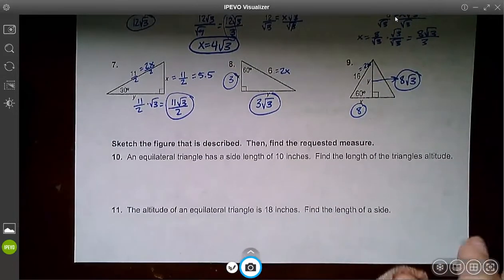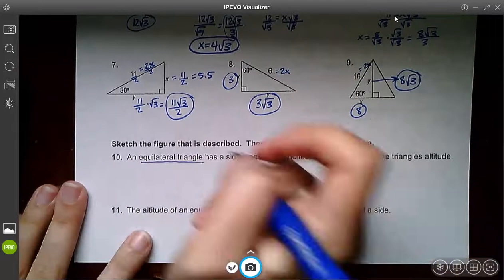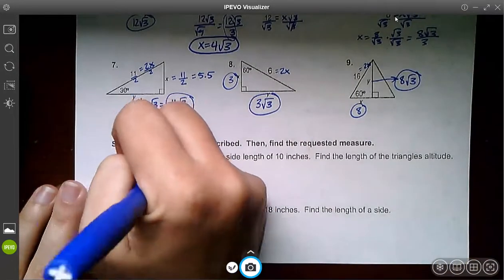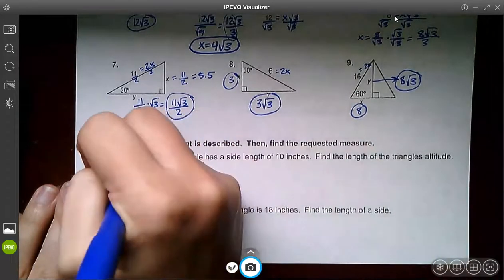A couple of applications. An equilateral triangle has a side length of 10 inches. If it's an equilateral triangle, that means all 3 sides are congruent to each other and all 3 angles are congruent. So we have a side length of 10 inches.